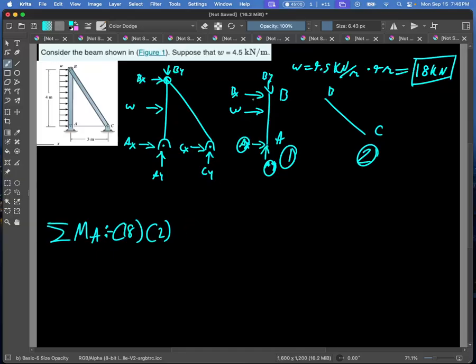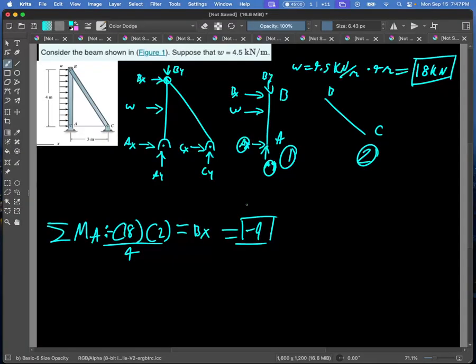And then we're going to have BX. It's going to be minus BX times 4. And that's all the forces. So then we can say, because of course this equals 0, that this equals BX, and if we divide this by 4, then we can actually solve for BX. So if I do negative 18 times 2 all over 4, then BX equals negative 9.